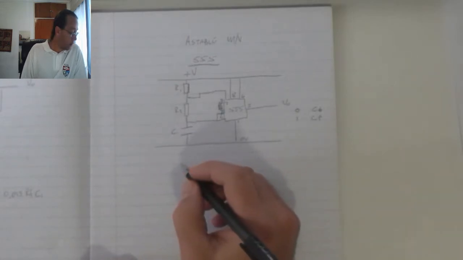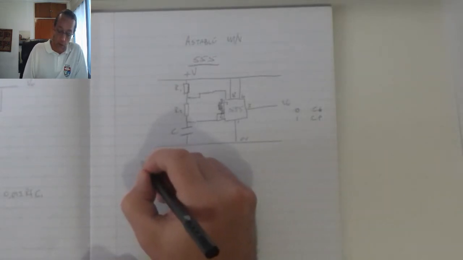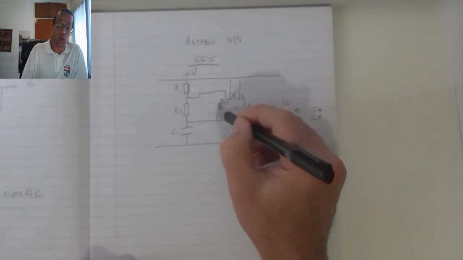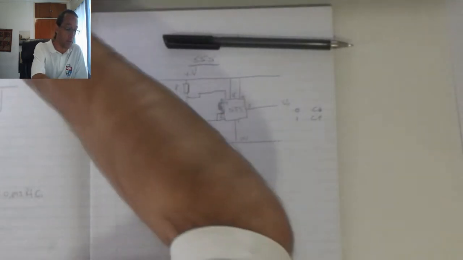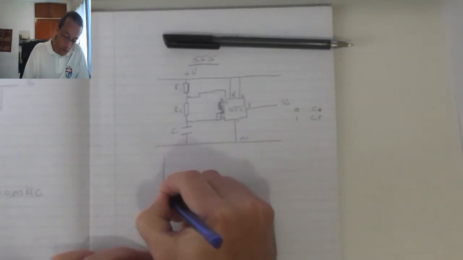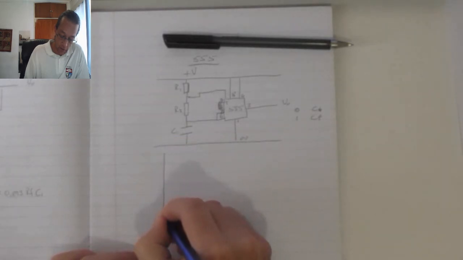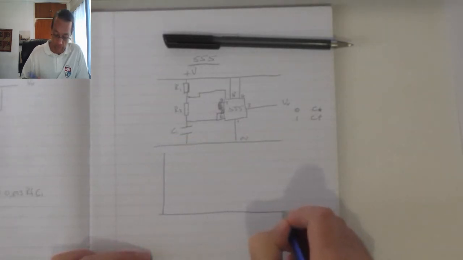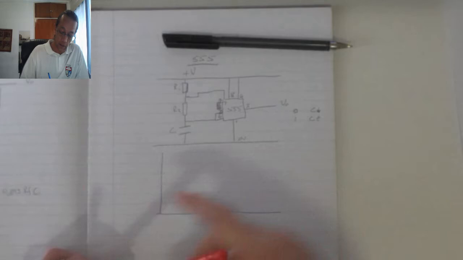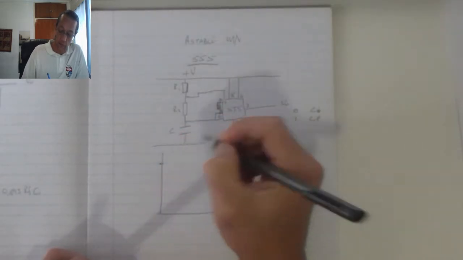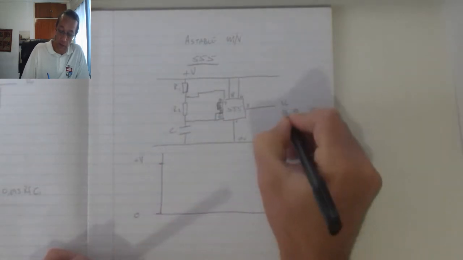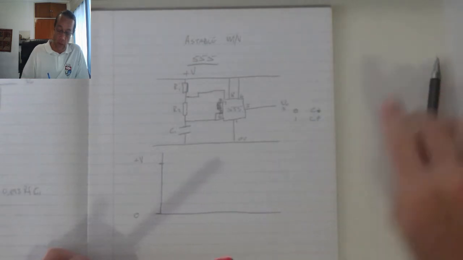Now we're going to look at two inputs at this point in time. We're going to look at the output voltage, and we're going to compare that to what's happening on pin 2 and pin 6, which are my two inputs. So let's quickly draw a graph to show what is happening over here. My output can be positive supply voltage or 0 volts. So that is my output voltage over there.